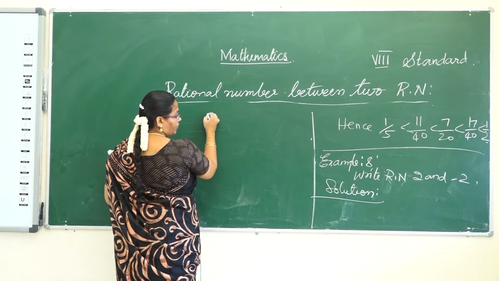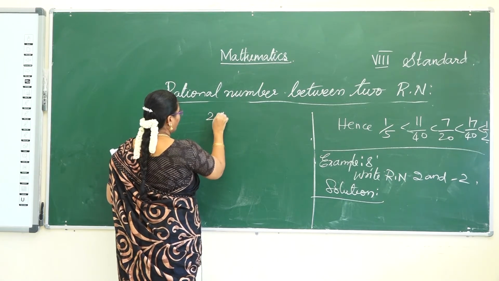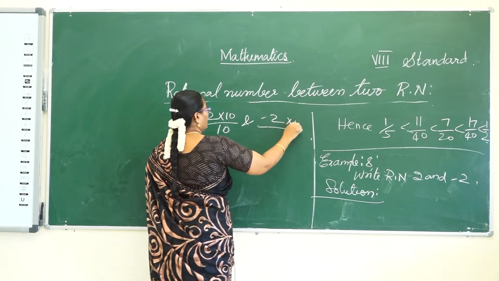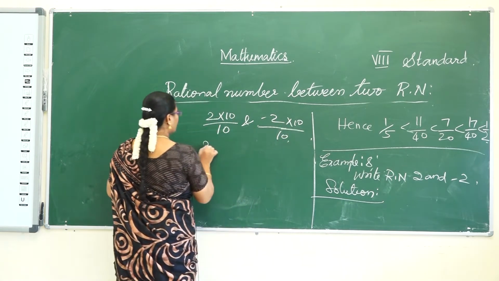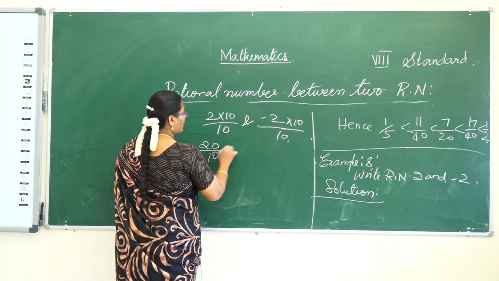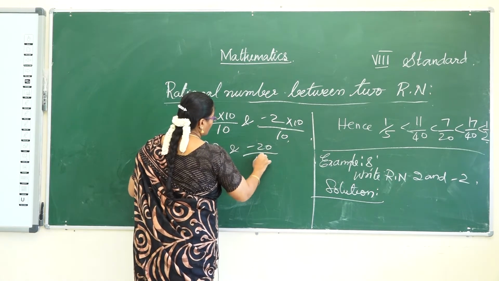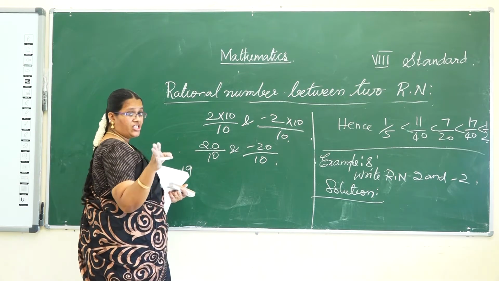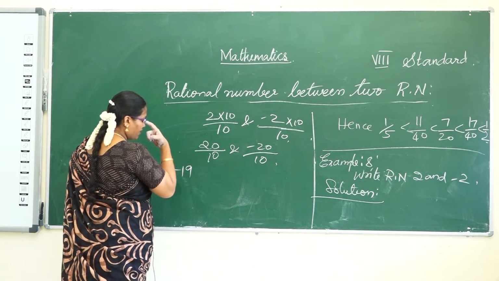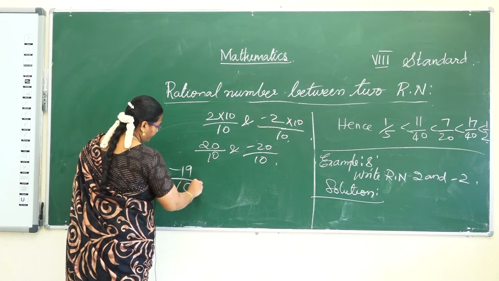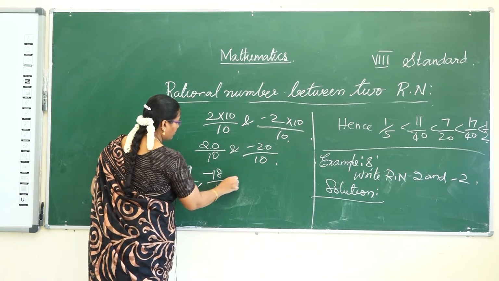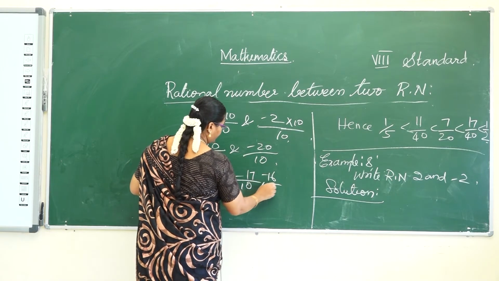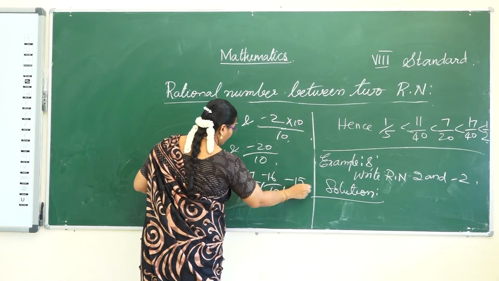Any one of the methods you have followed, whichever is easy for you, you will do that method. Okay, so here 2 is given, so multiply numerator and denominator by 10 and minus 2 also multiply the numerator and denominator by 10. So the rational numbers between 20 by 10 and minus 20 by 10. So what are the numbers between these two values? Minus 19. We need to write 10 rational numbers between 2 and minus 2. So minus 19 by 10, minus 18 by 10, minus 17 by 10, minus 16 by 10, minus 15 by 10.